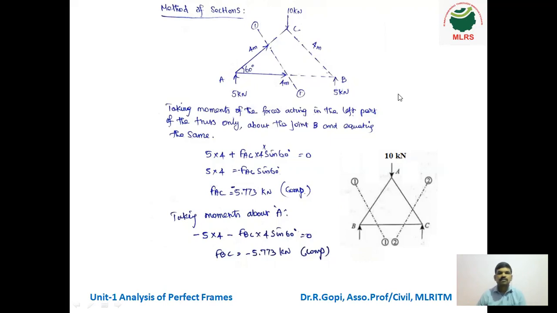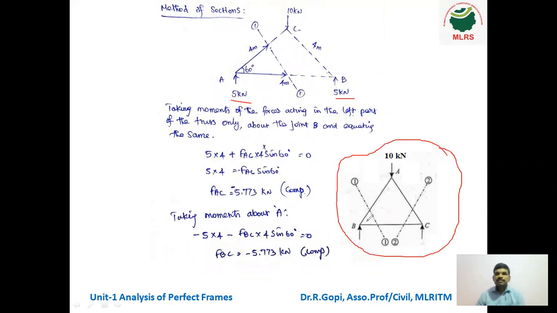So first, what is the first step? In method of joints, what is the first step? To calculate the reactions. So here also we have to calculate the reactions. Since it is a symmetrical truss and the load is also acting at the center, the RA and RB values are 5 kilonewton and 5 kilonewton. Since this is the method of sections, another name is method of moments. So see this diagram.